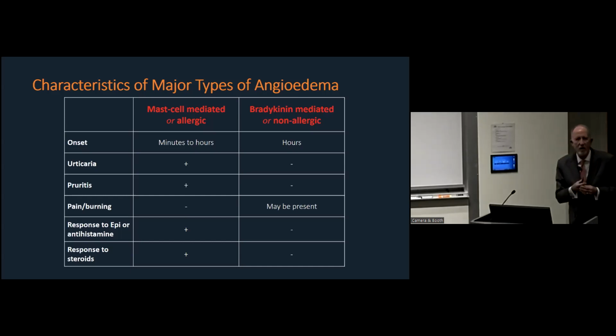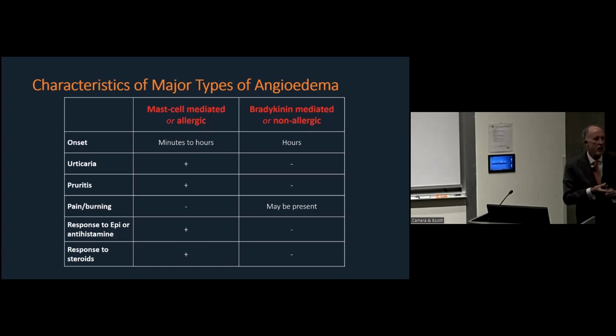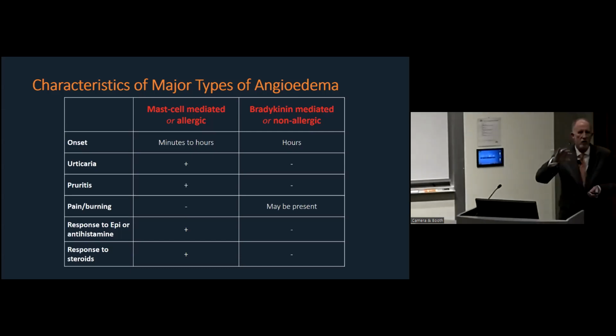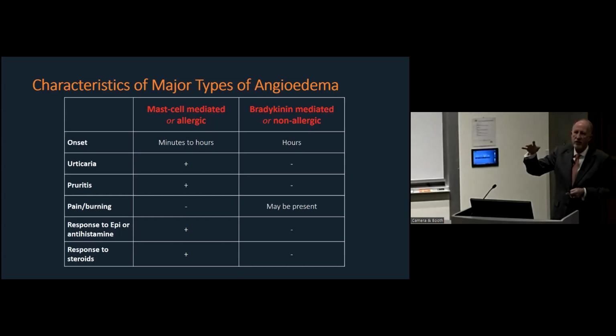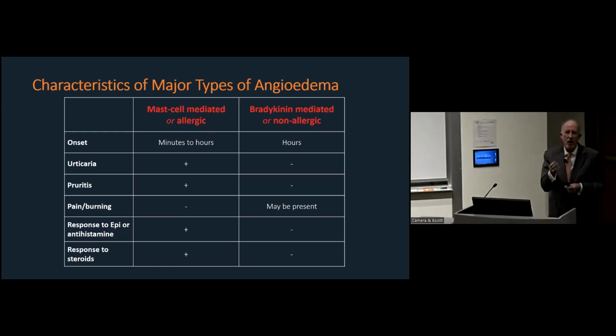Whereas bradykinin mediated disease is much slower in onset. It may take 12 hours or even 24 hours to reach a peak. And the offset is much slower, 2 to 5 days, compared to a couple of hours after treatment with a mast cell mediated disease. So that's another piece of history: no hives, and the rapidity of onset and offset of the disease.